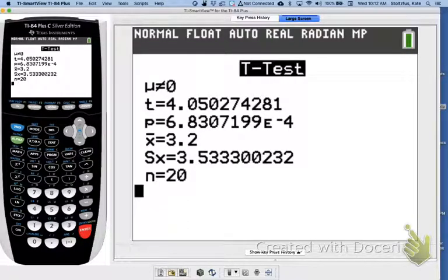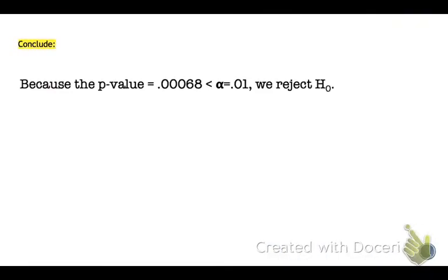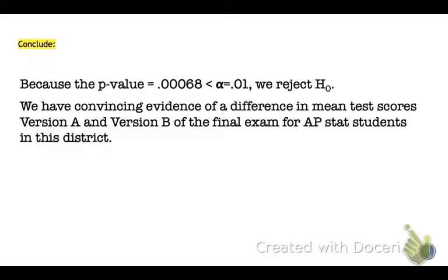Okay, so let's go on to my conclude. So what am I going to say? I'm going to say because my p-value of 0.0068 is less than my alpha, we reject the H sub 0, we reject the null. Now put it in context. We have convincing evidence of a difference in mean test scores between version A and version B of the final exam for AP Stat students in this district. Okay, so that is an example of a paired t-test for means.